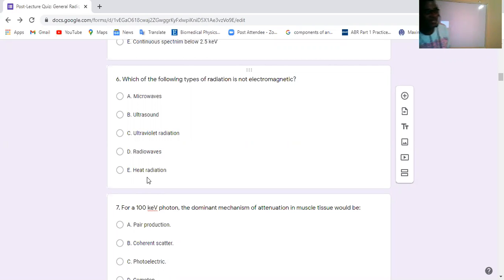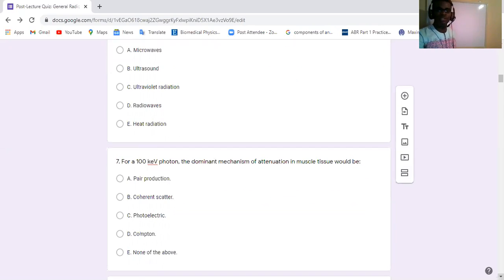It's actually infrared ray. The form of electromagnetic radiation given off by heat is infrared, and infrared is of course a part of the electromagnetic spectrum. So whenever we see heat ray, we should know that it is one of the components of electromagnetic radiation, infrared. You should always know that. So in 7, for a 400 keV photon, the dominant mechanism of ionization in muscle tissue is what?